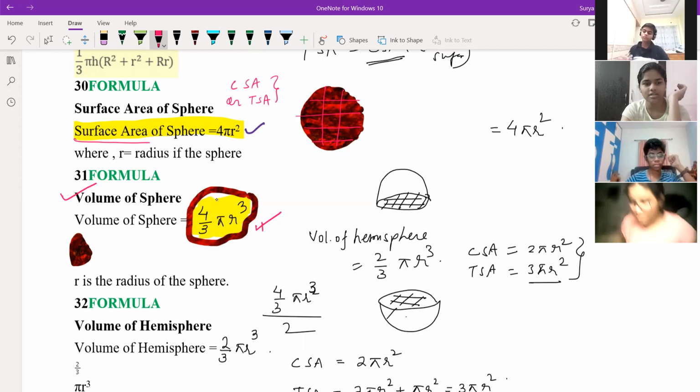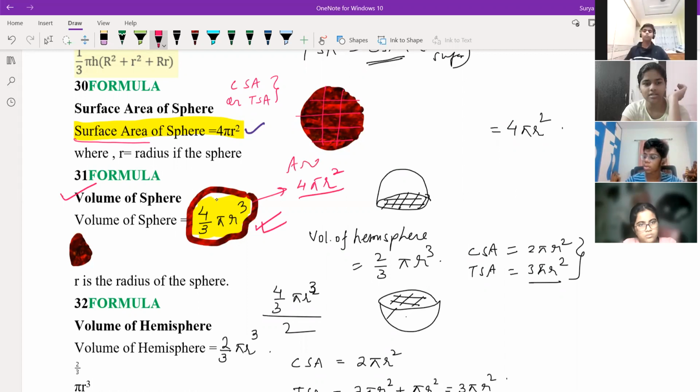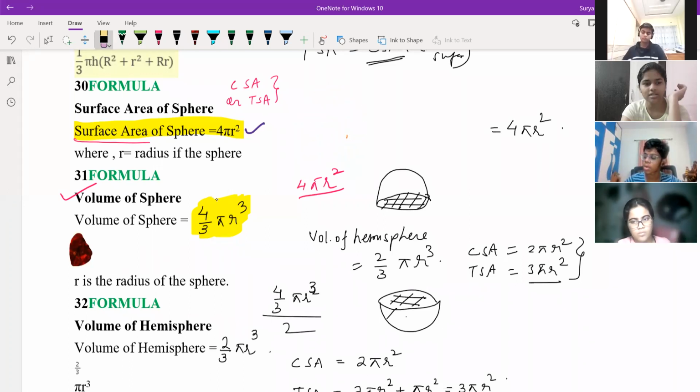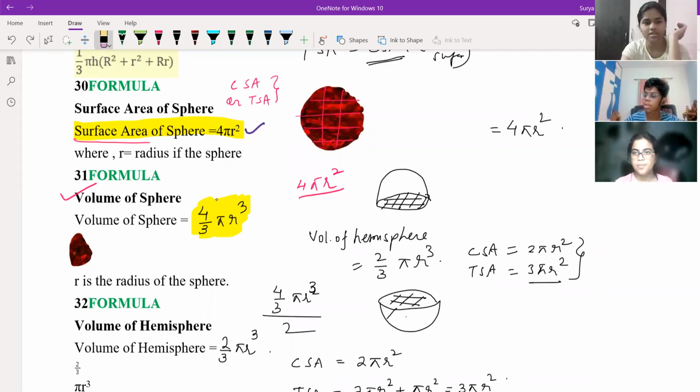So this is 4 by 3 pi r cube, and for surface area, just remember how to remember this. The 4 is coming up, so we can write 4 pi r square. Surface area of the sphere is 4 pi r square. Volume is 4 by 3 pi r cube and area is 4 pi r square.